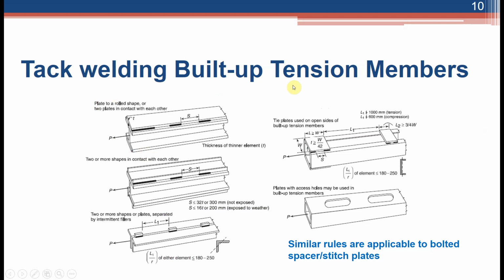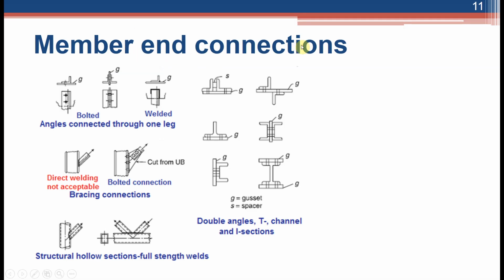So, tack welding, built up tension members. By using a tack weld, different tension members can be fabricated by using basic structural steel sections. Member end connection: whenever members are to be connected at the ends, here angles are connected through one leg. So these angles, single angles or double angles, are connected through one leg.